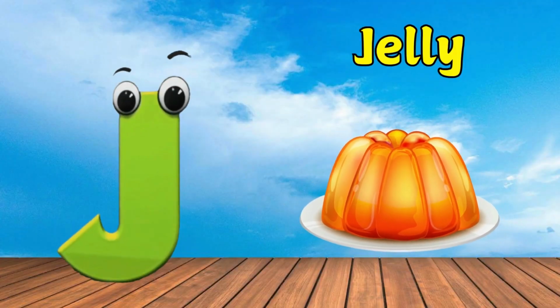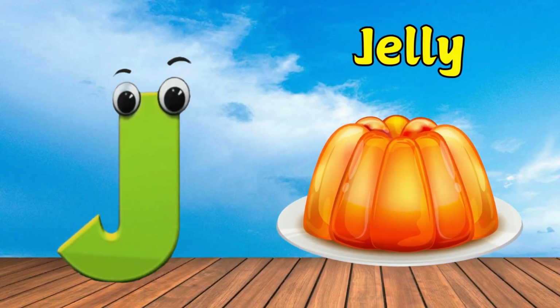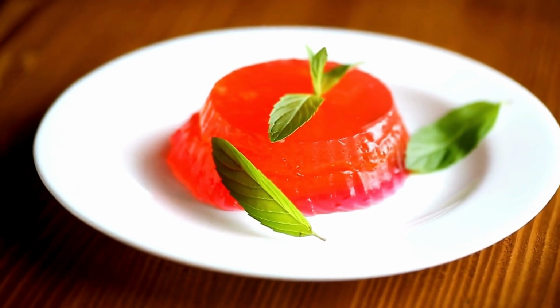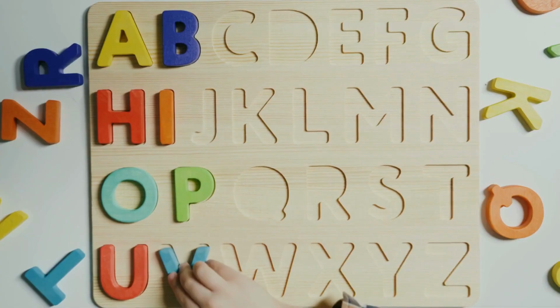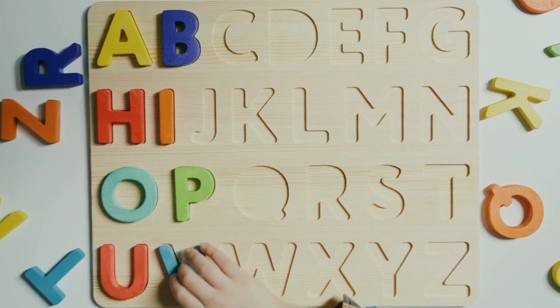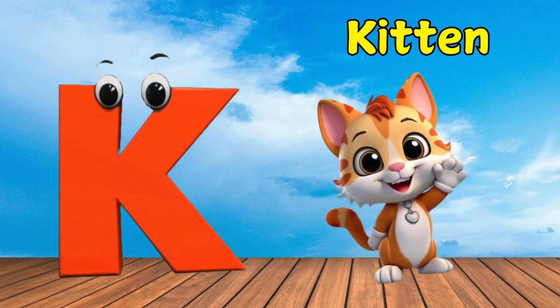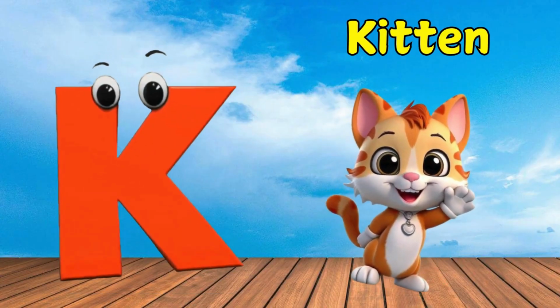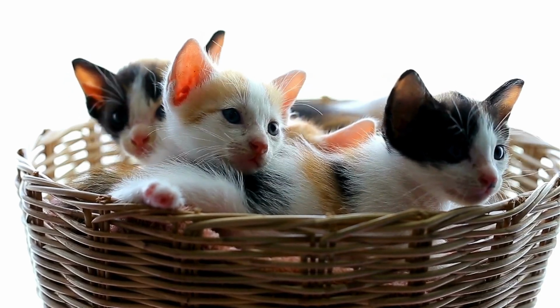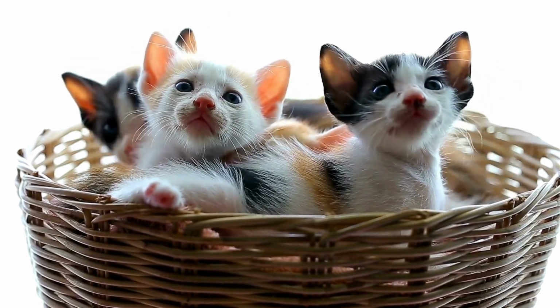J is for jelly, J, J, jelly. J is for jelly, J, J, J. K is for kitten, K, K, kitten. K is for kitten, K, K, K.